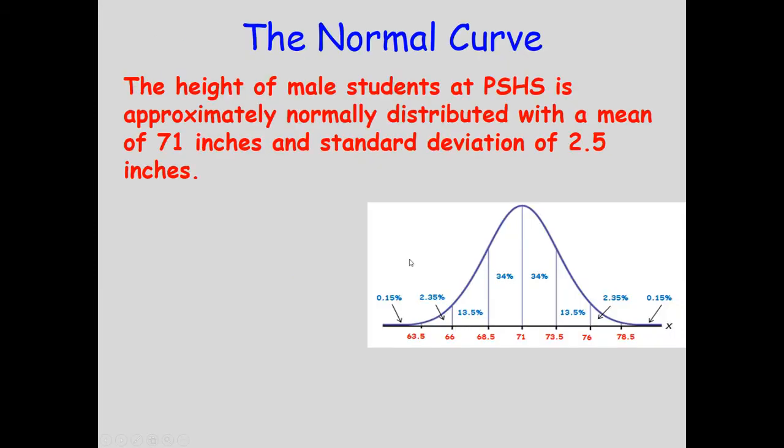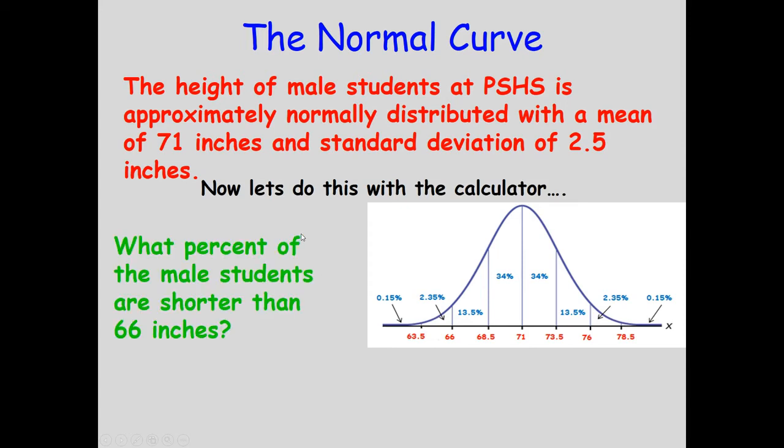All right. So this is a problem from yesterday, which was the heights for male students was normally distributed, centered at 71, standard deviation is 2.5. So these are the values we already knew. And what we're going to do is find this answer here. What percent of the male students are shorter than 66 inches, which we already know is about 2.5% based on the empirical rule. Let's add those two together. We're going to use our calculator instead.